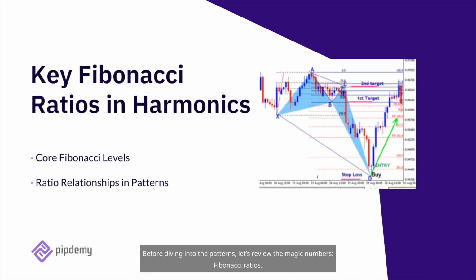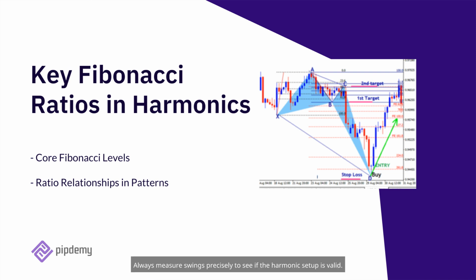Before diving into the patterns, let's review the magic numbers, Fibonacci ratios. The most common ones used in harmonics are 0.618, 0.786, 1.113, 1.27, and 1.618. Each harmonic pattern is built from price legs that align with these precise ratios. Think of it like a puzzle. When the price fits the Fibonacci pieces, a pattern forms. Knowing these ratios helps us spot potential turning points with confidence. Always measure swings precisely to see if the harmonic setup is valid.